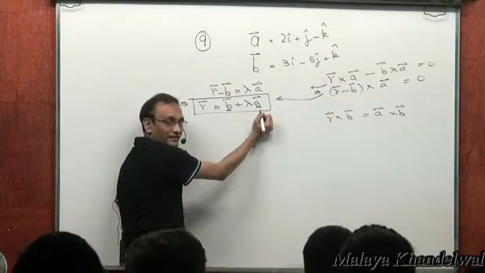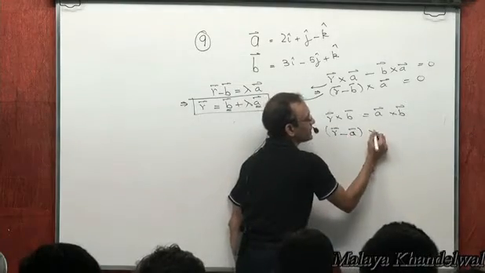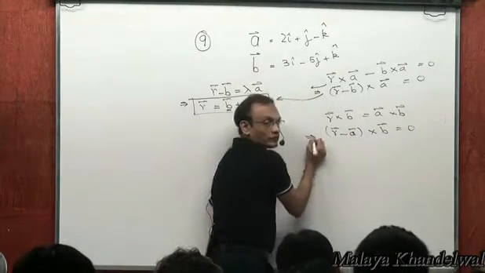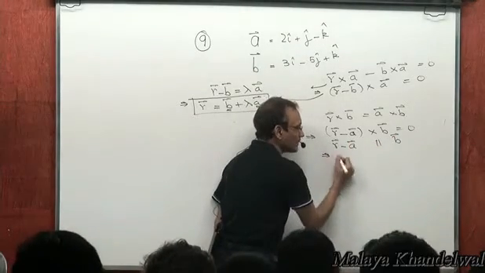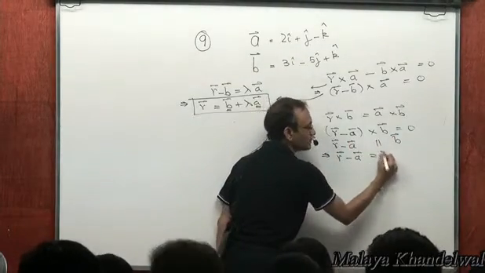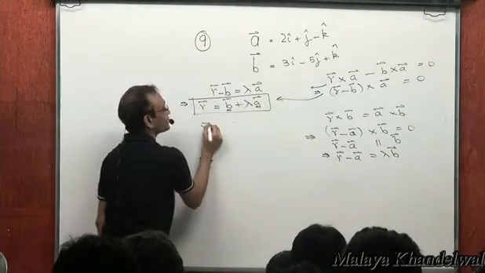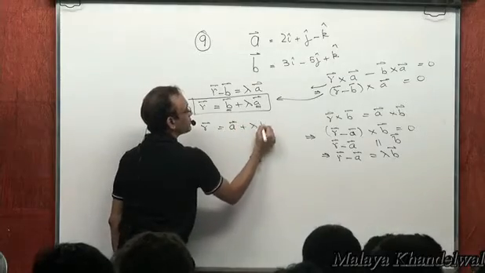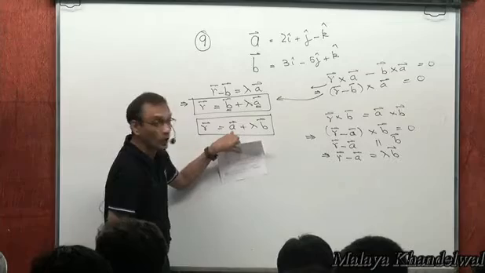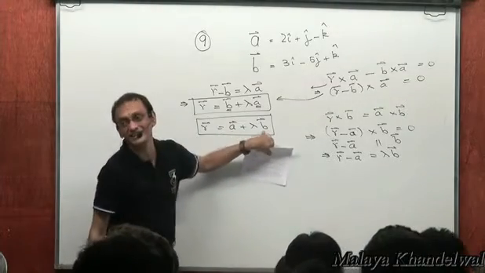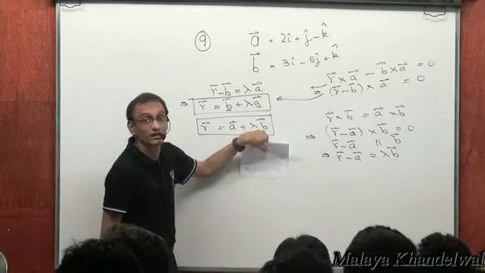That's line 1. This is a line passing through a fixed point with position vector B and parallel to the vector A, right? Similarly, this could be rewritten as R minus A cross B equal to 0. That means R minus A will be parallel to B, so R minus A could be written as some lambda B. That means the equation of this line is R equal to A plus lambda B. This is a line passing through a point with position vector A and parallel to the vector B. This line is therefore parallel to A, and this line is parallel to B.